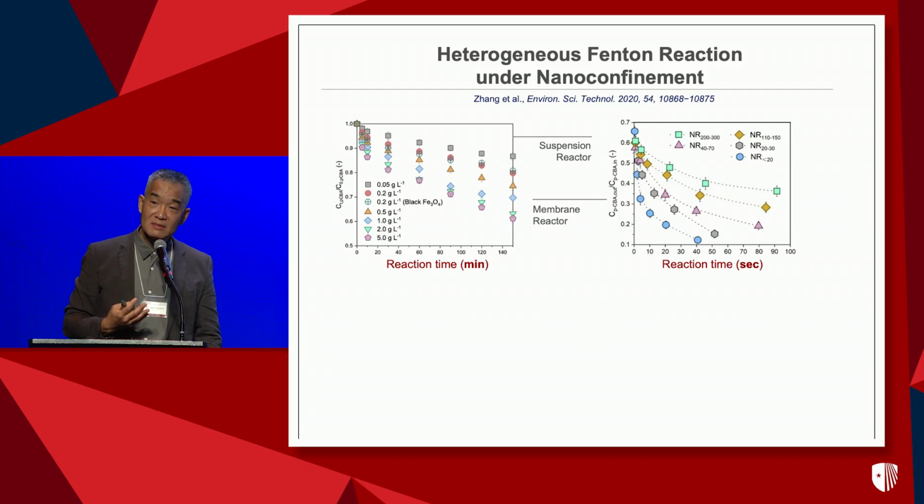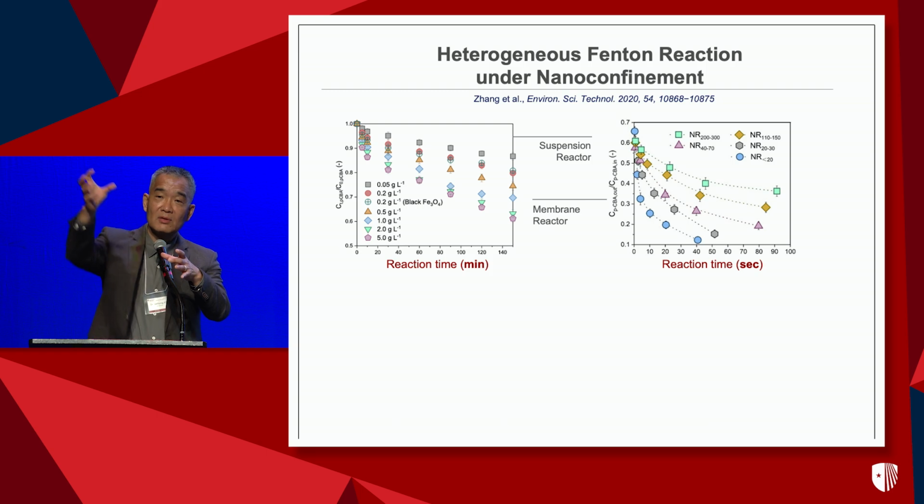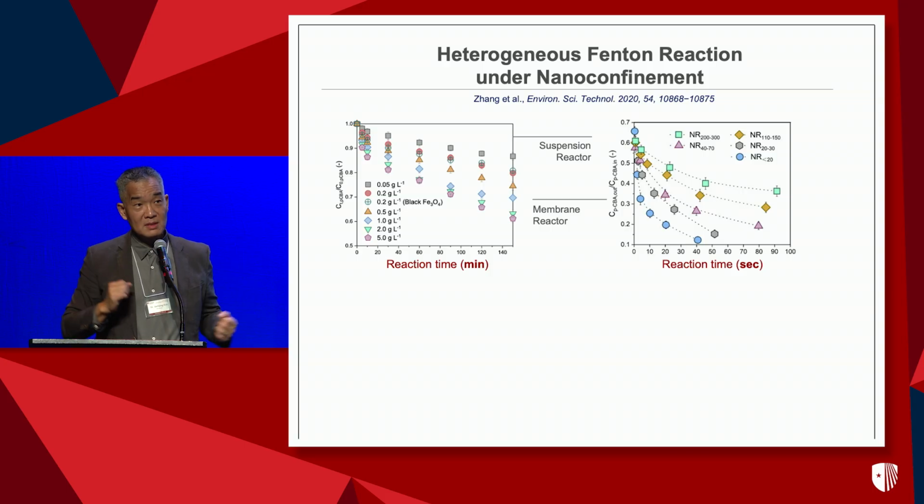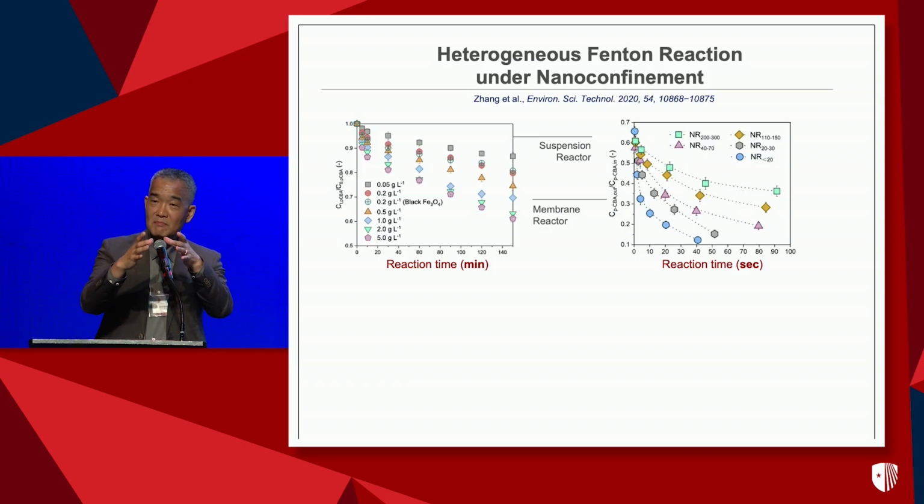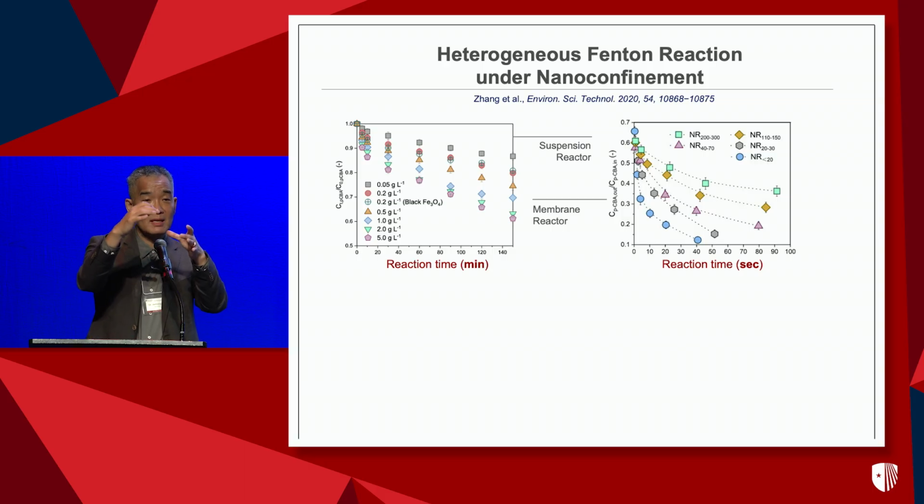So I'm not going to go through a whole lot of details, but if you look at the left-hand side, it's a suspension reactor. What that means is that you have a beaker, you put in catalyst, you mix it. That's the traditional way you do the experiment. On the right-hand side is this membrane where you have catalyst inside the pore, water passes through, and the reaction happens inside the pore, okay?